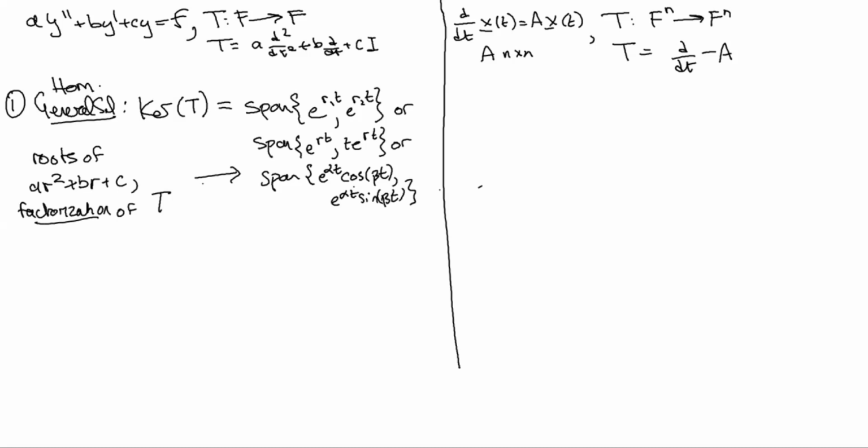Now, what was the parallel in the other setting? Well, the parallel, which is quite related, for the homogeneous general solution, was that the kernel of T was again a span of some exponentials.